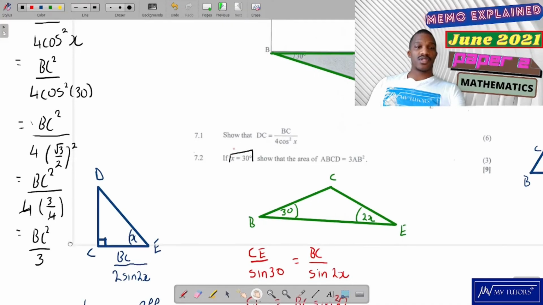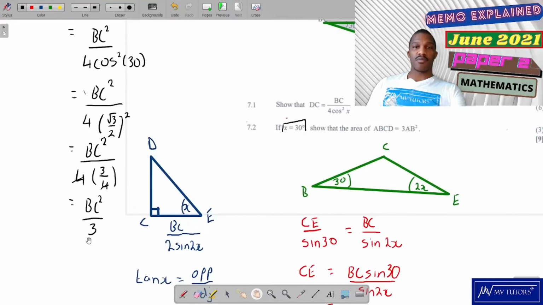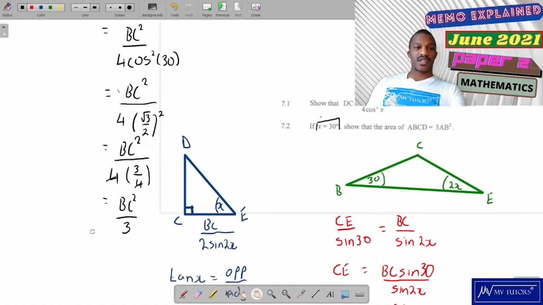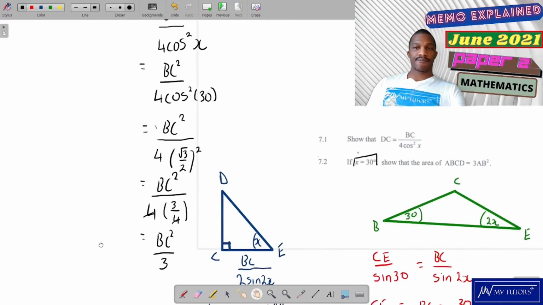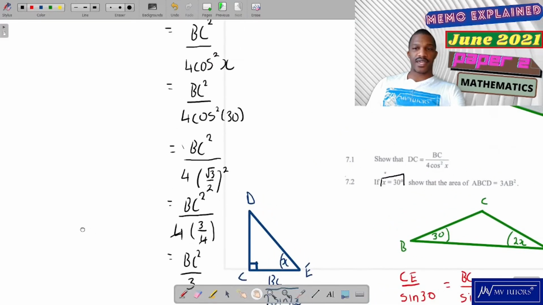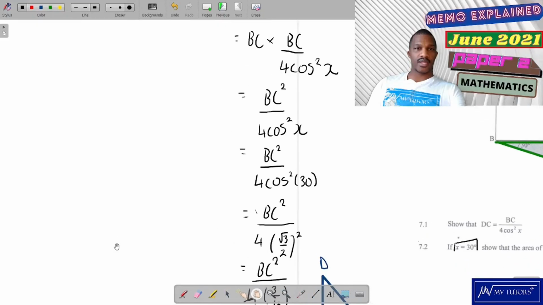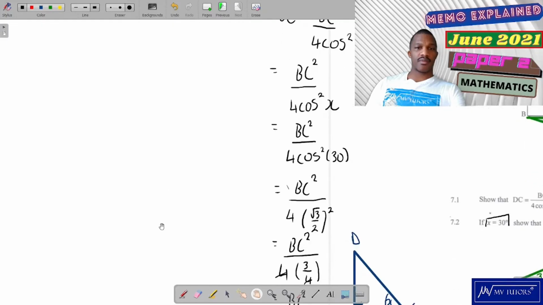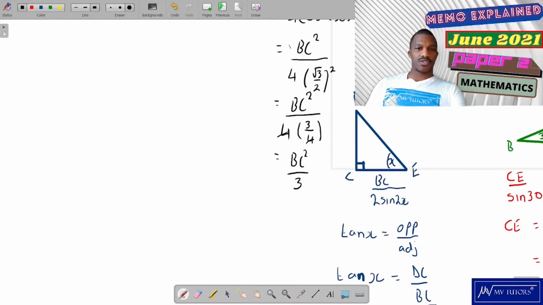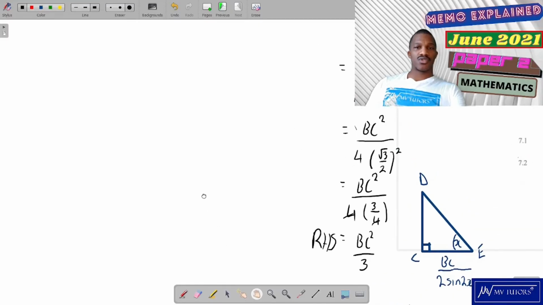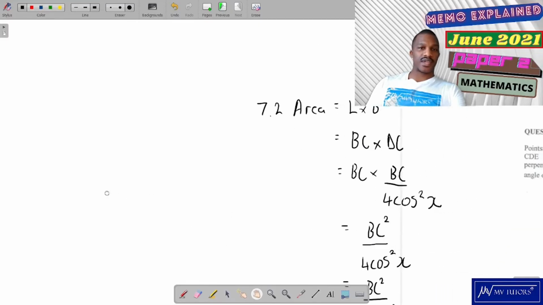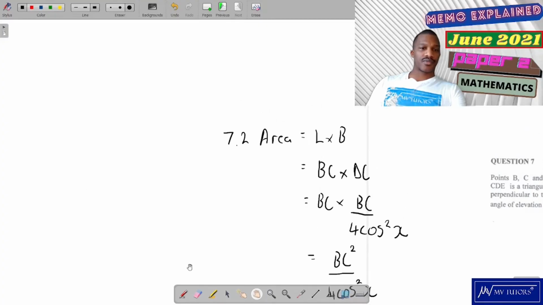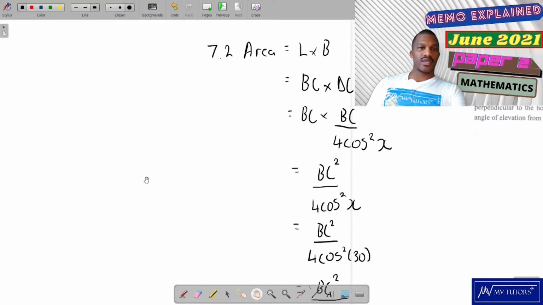Well, then you treat it as a normal proof. So this is the right hand side. Now we need to prove the left hand side, which is 3AB squared. So here we would say, let me just put it now, this is the right hand side. Now what I want to do is solve for the left hand side. So let's do it right here.